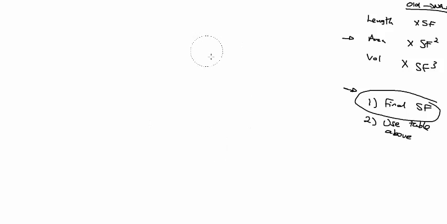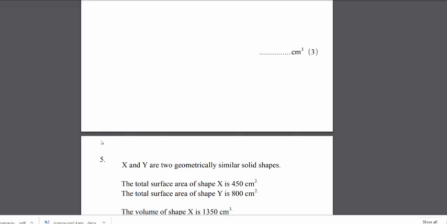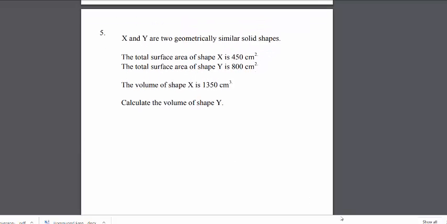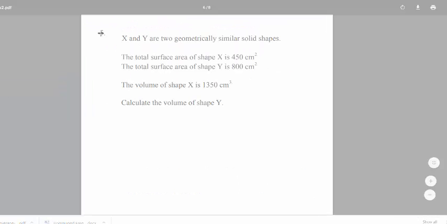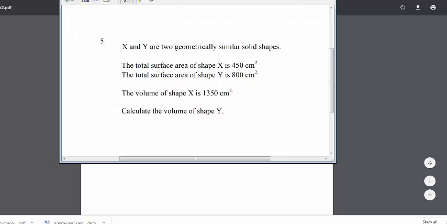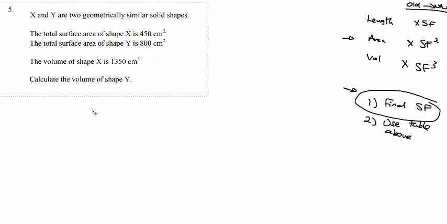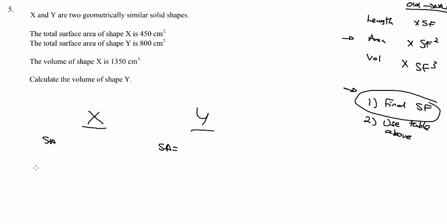Simple as that. Now, there's a particular type of question I want to look at because it catches people. This is the one. Yes, this is good. Okay, so no drawings, nothing like that. Looks absolutely miserable. Two geometrically similar shapes. So you've got X and Y. We don't need the shapes. Here's what we do know. Let's do our surface area equals, our volume equals. The surface area of this one is 450, and for this one it's 800. Now we know this one has a volume of 1350, and we've got to find the volume of this shape.